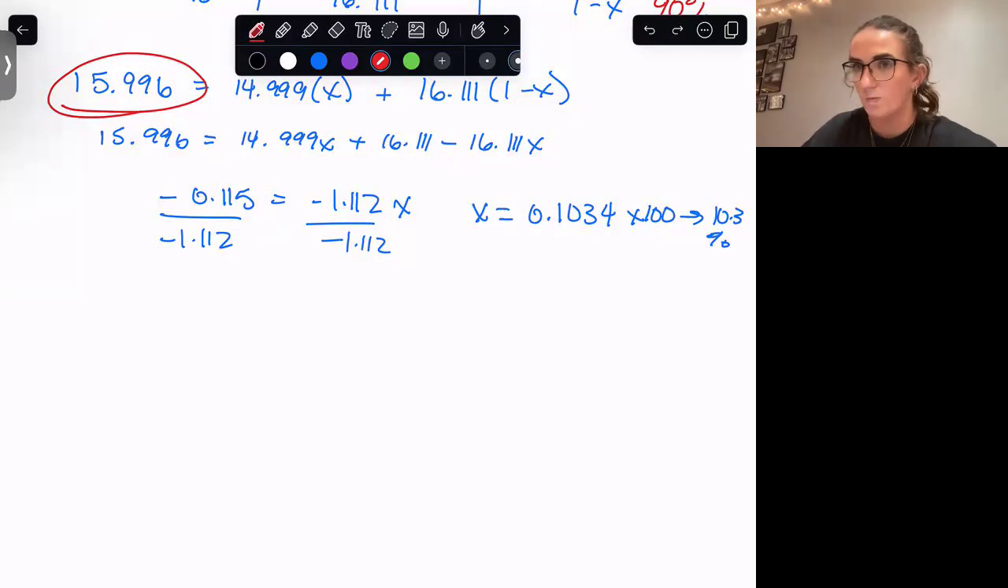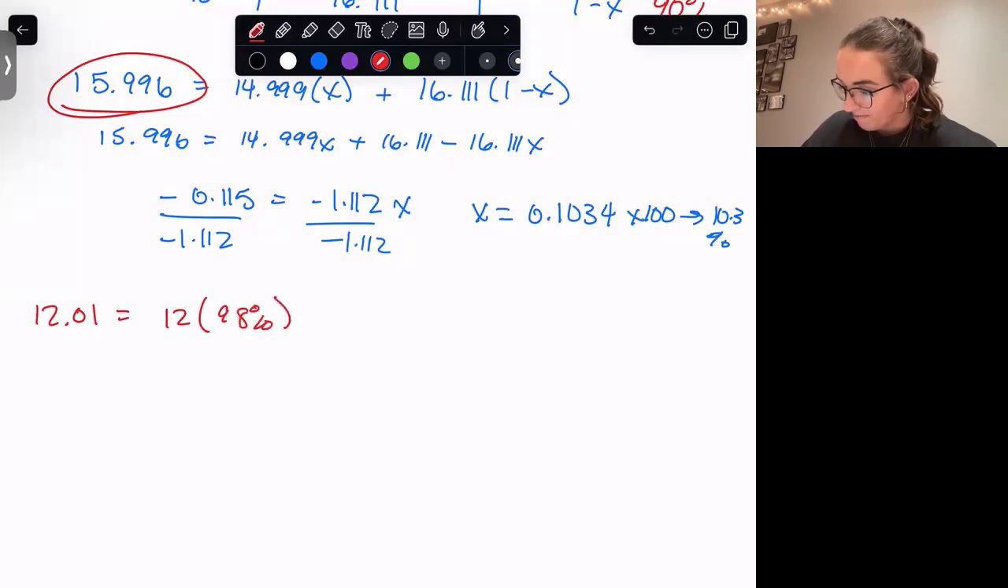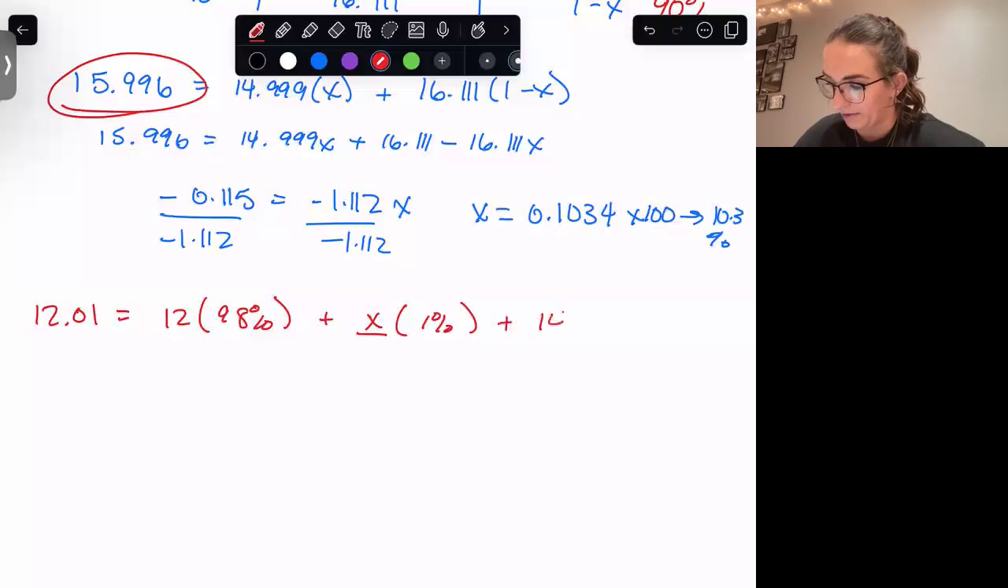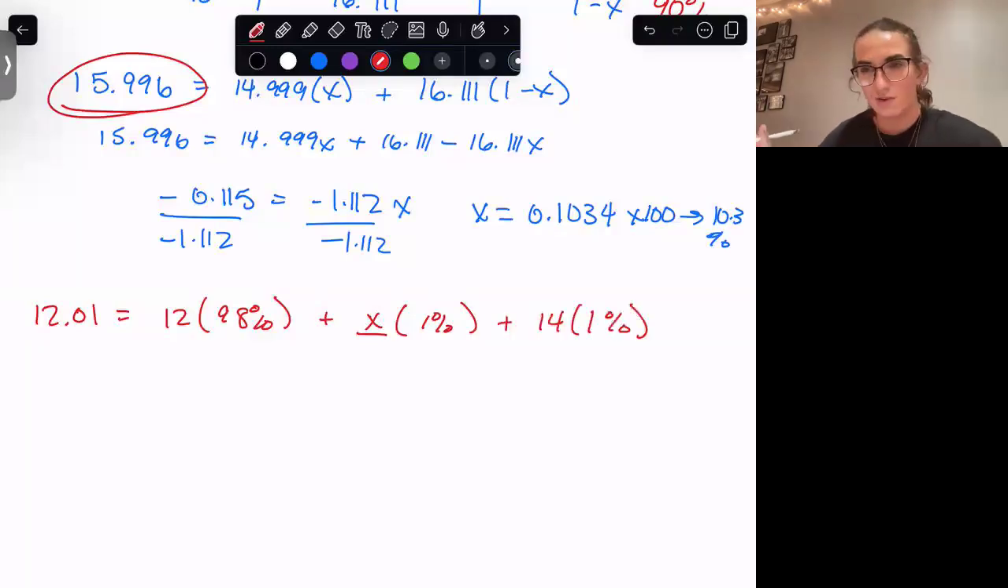So that would be, right, if we talked about carbon-12, it would be 12 times its percent abundance, 98%. And then let's say we don't know carbon-13's mass, right? So that would be X times 1%. And then we would have 14 times 1%, right? You're just adding another variable there, but you would just be plugging in an X value for that mass that you don't know.